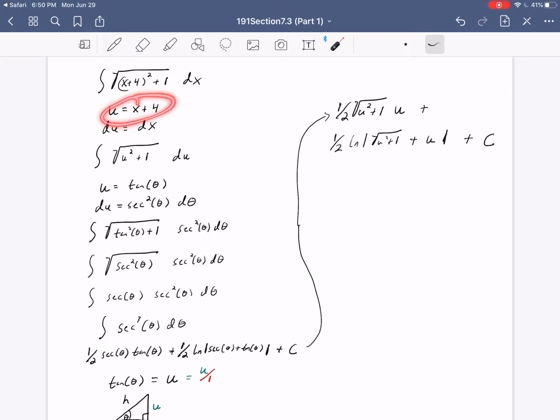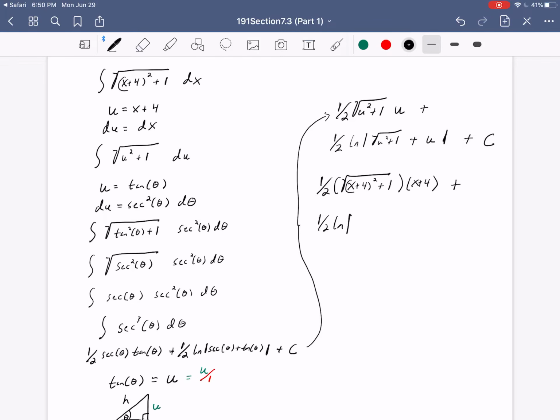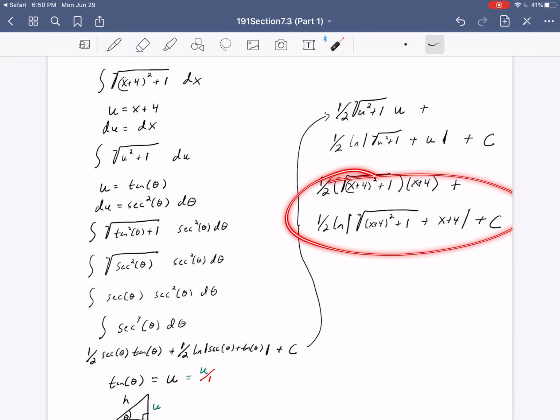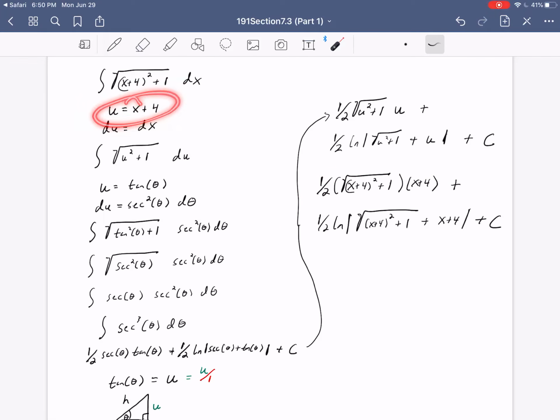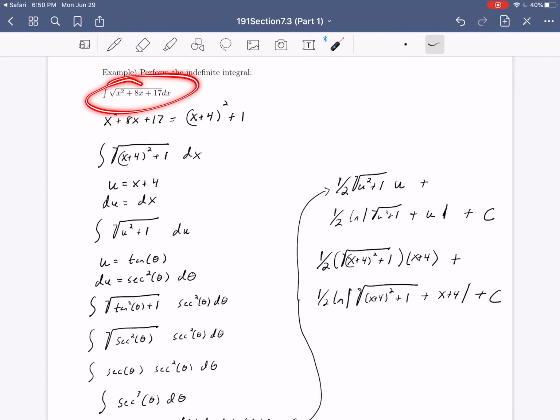Okay, we're almost done undoing the substitution. Now we just have to pop back in that x plus 4. So it looks like we get 1/2 times the square root of (x plus 4) squared plus 1 times (x plus 4) plus 1/2 ln, absolute value, the square root of (x plus 4) squared plus 1 plus (x plus 4), plus c. This is very messy because we had to complete the square, so everywhere has all these x plus 4s in there, but this really is our antiderivative for that expression.